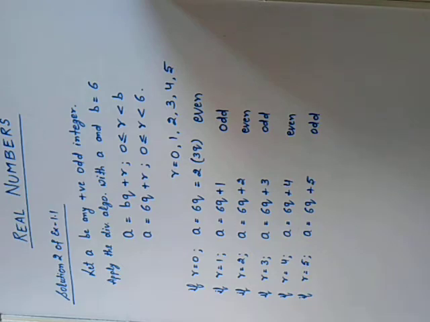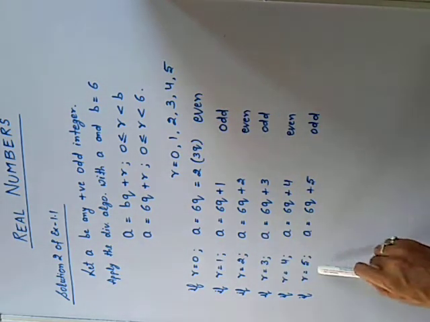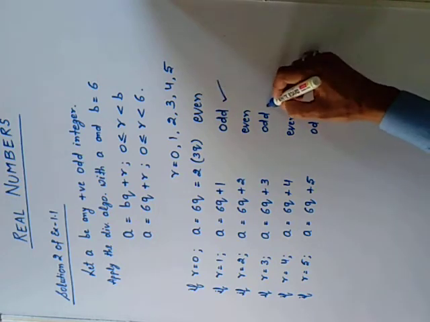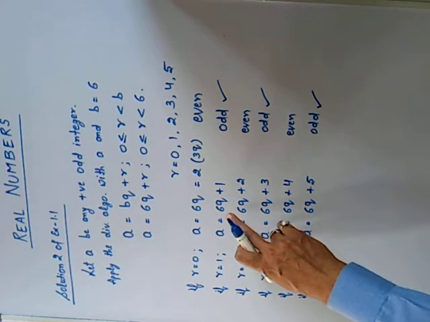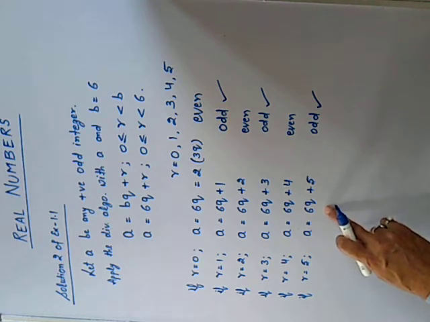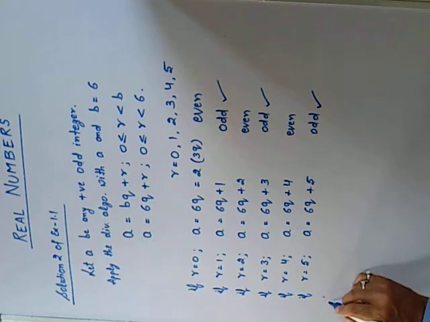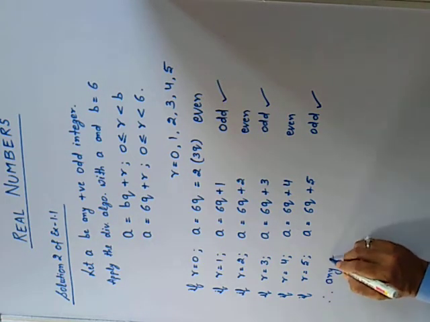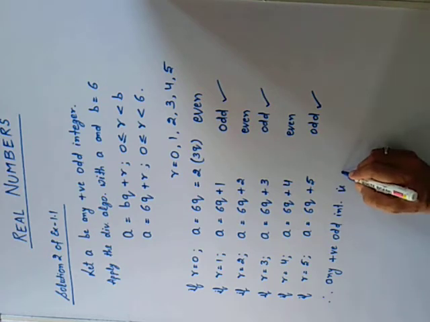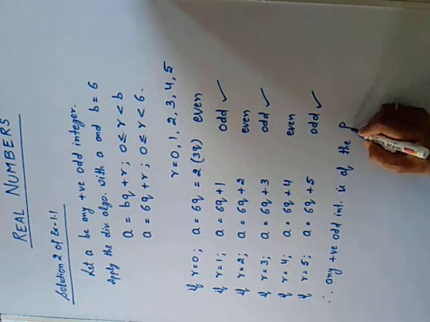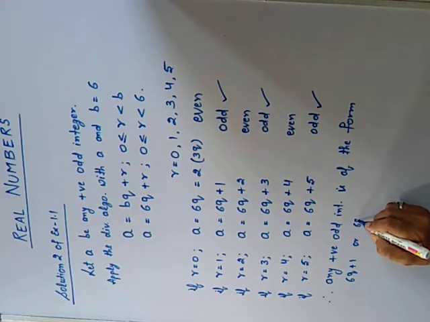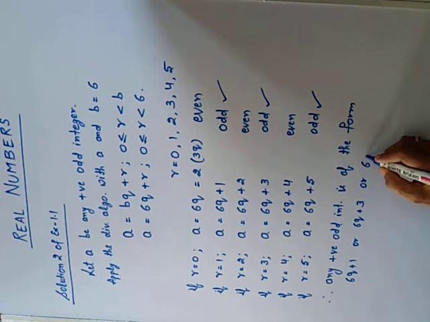So we have taken all the possible values of r. Now by this we can see positive odd integers are of the form 6q plus 1, 6q plus 3 or 6q plus 5. This we have to prove. So therefore any positive odd integer is of the form 6q plus 1 or 6q plus 3 or 6q plus 5.